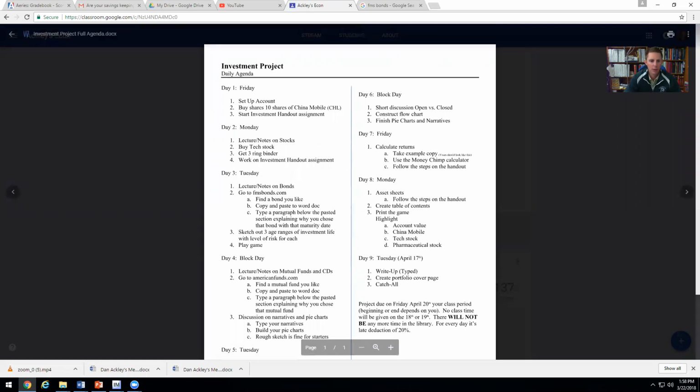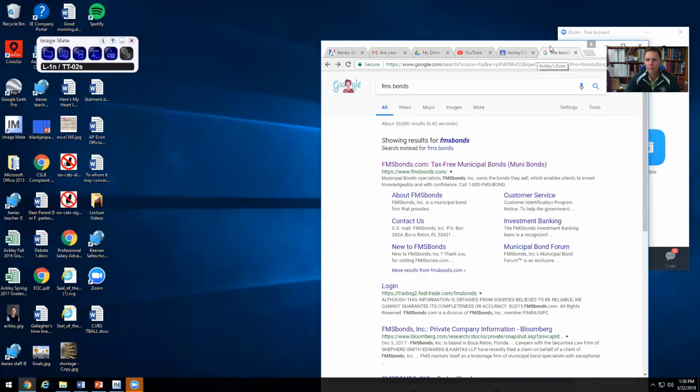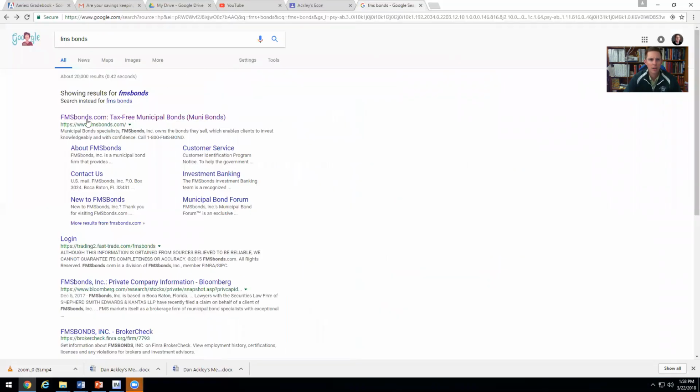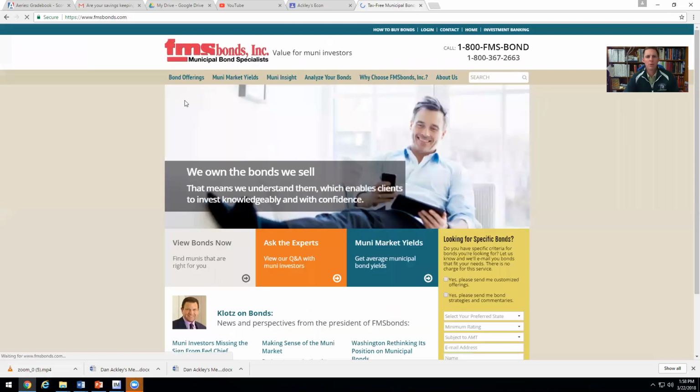So here we go. We're going to go to FMS Bonds here. We're going to enlarge this. Hopefully this is picking up. We're going to go right here to FMS Bonds. I'd like you to click on this and it brings up this page. And I want you to come up here to where it says bond offerings.